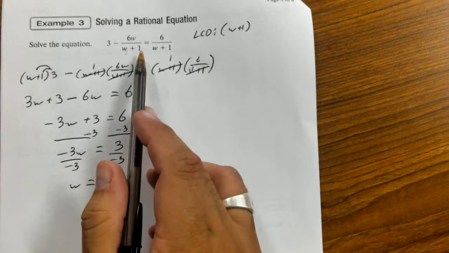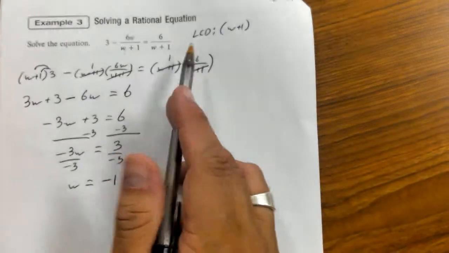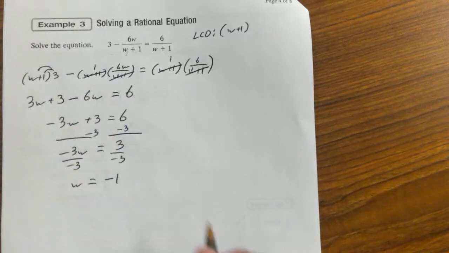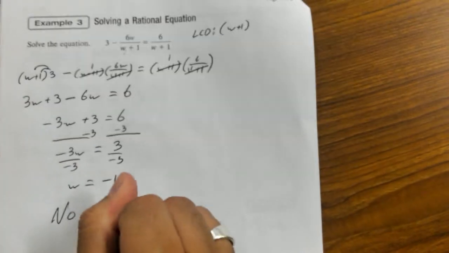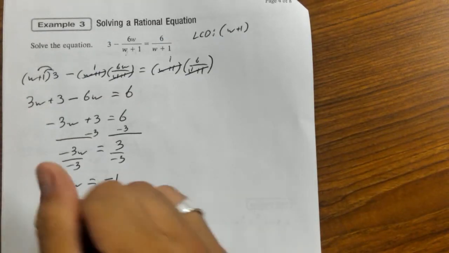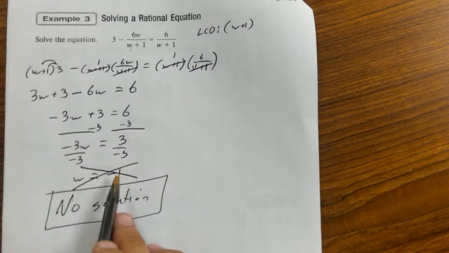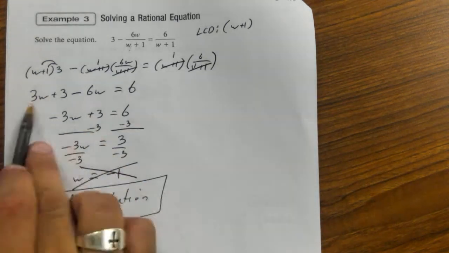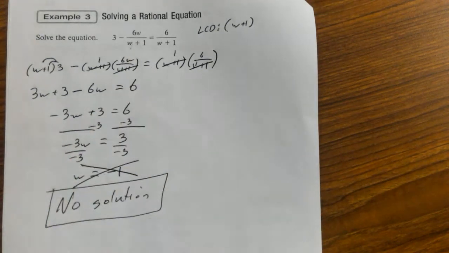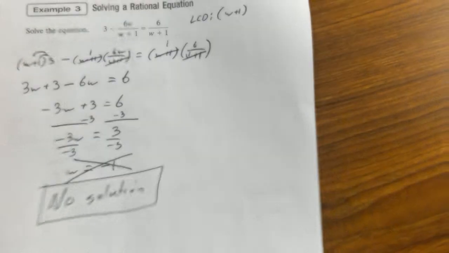If negative 1 was substituted for w, the answer would be undefined. So for this particular problem, the answer is actually no solution. So let's go ahead and write that, no solution for this problem, because w equals negative 1 is not a valid solution. It works for this algebra problem, but it doesn't work for the original algebra problem. And that's how we would get example number 3.